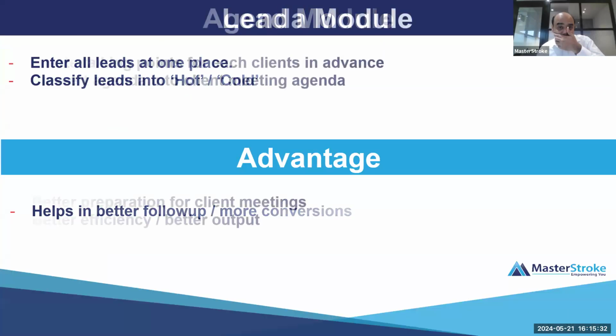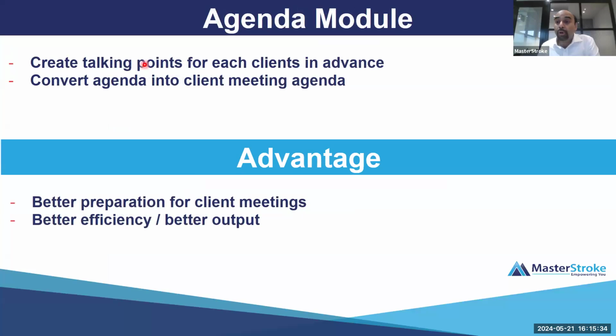The next is the agenda module. So this is very, very simple module, but very, very powerful. What happens is that you meet clients once in 3 months, 6 months, 1 year, and there's so much to talk to the client. Every day you come across under review, you want to talk about this scheme, this SIP, asset allocation. How do you record it? You can create talking points for each client in advance and convert these talking points into client meeting agenda. It helps in better preparation for client meetings and better efficiency and better output.